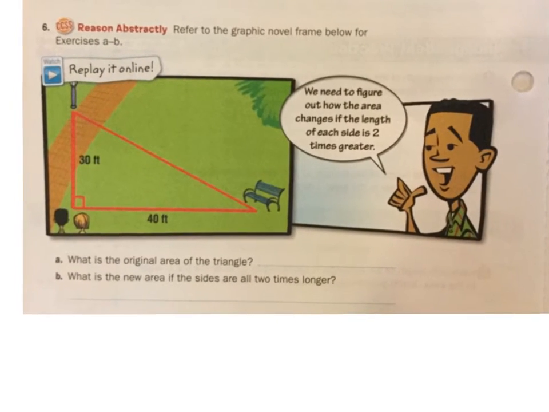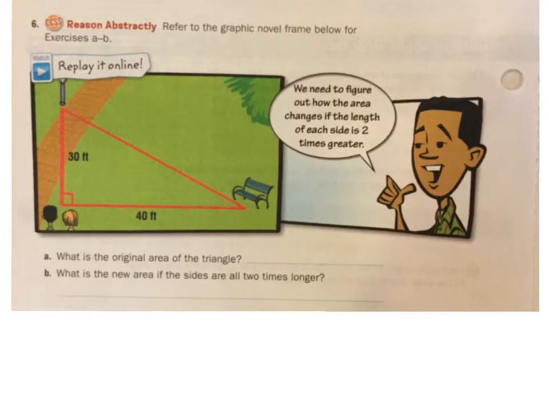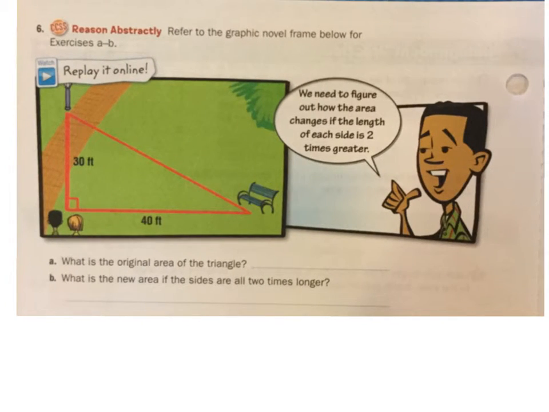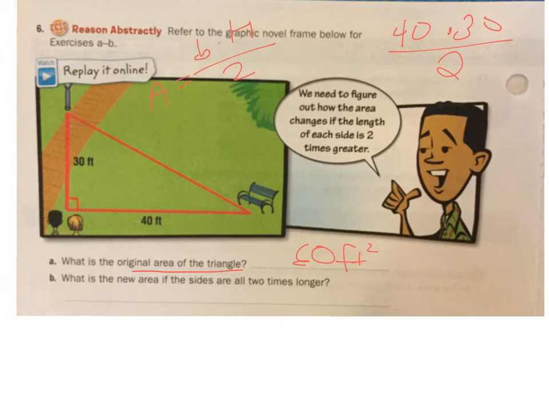Refer to the graphic novel below for exercises 1, A and B. Okay, let's do A. What is the original area of the triangle? Well, the area of a triangle is area equals base times height divided by 2. So base times height, 40 times 30 divided by 2. 40 times 30 is 120, divided by 2 is 60. So it is 60 feet squared.